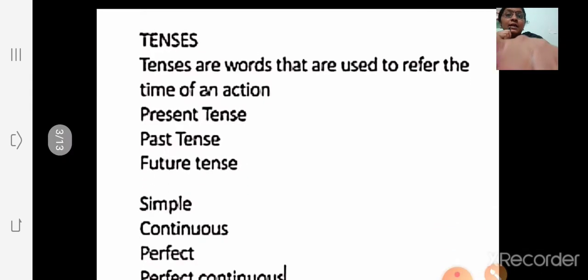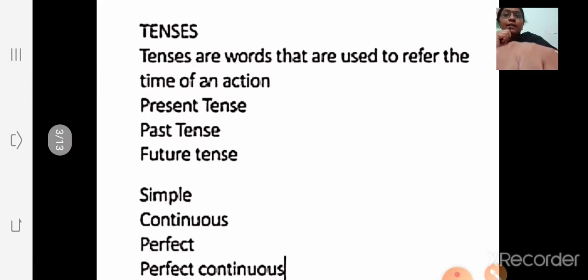Tense is the time of an action. Tenses are words that are used to refer to the time of an action. In English, we have three main tenses. What are they? Present tense, past tense and future tense.